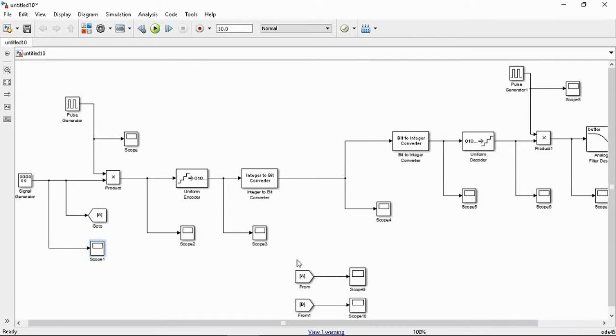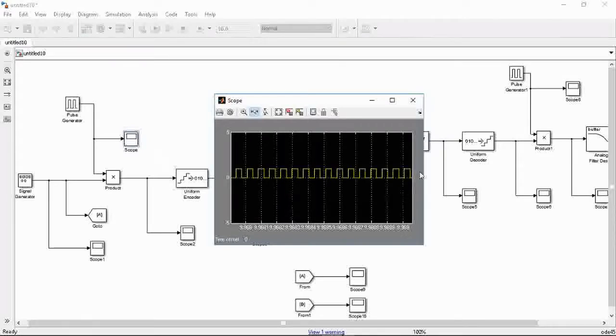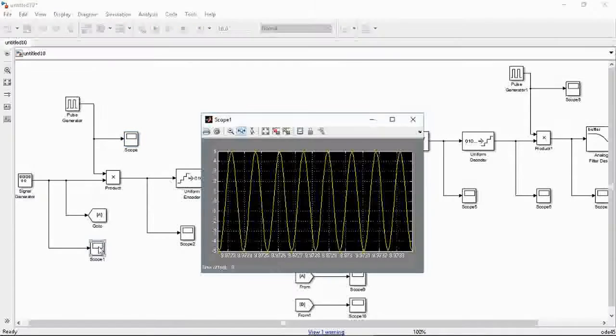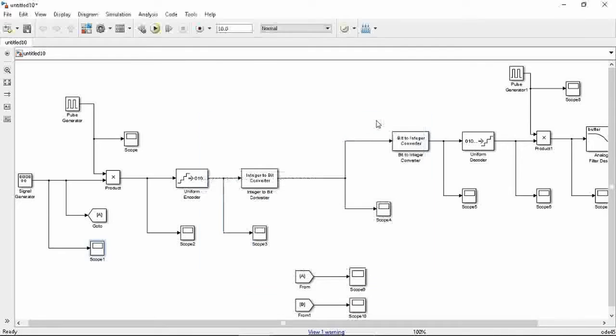I will discuss the input. For the pulse generator, you can see that the signal is a square wave. For the signal generator, the graph is in sine wave form. And then when the signal generator enters the product, scope 2 will show the quantized wave of the system.